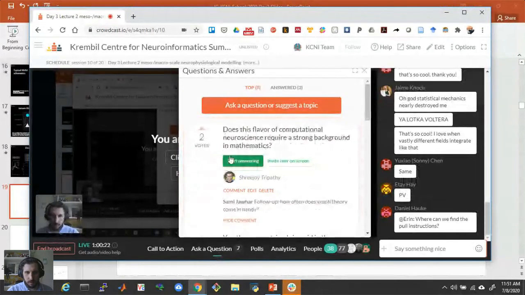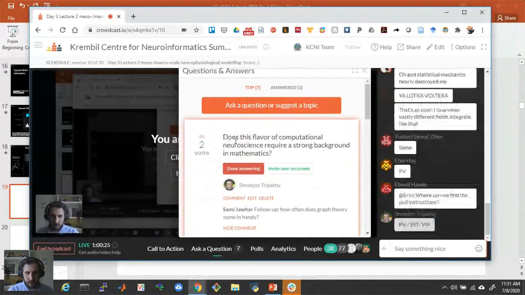Okay. Another question from Srijoy. Does this flavor of computational neuroscience require a strong background in mathematics? Excellent question, especially for this workshop. And this is a common question that I have a pre-prepared answer for. It's yes and no, right?